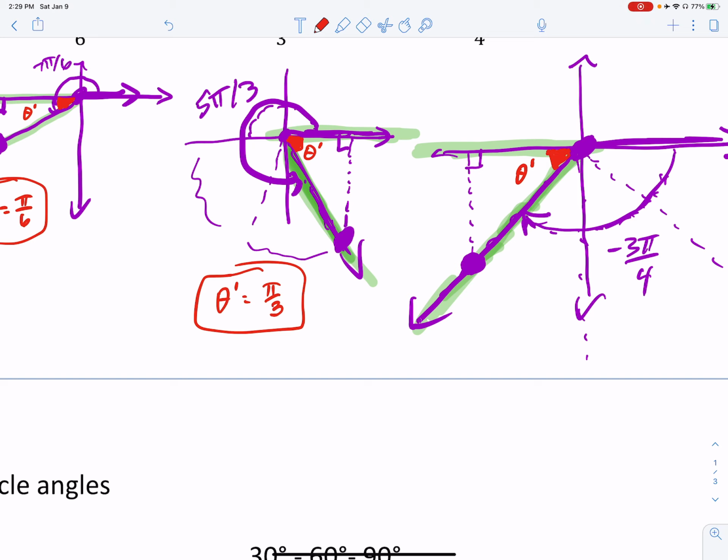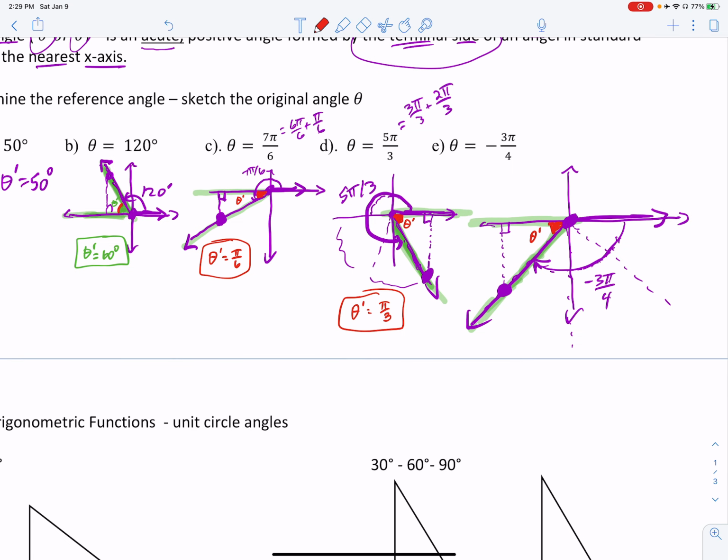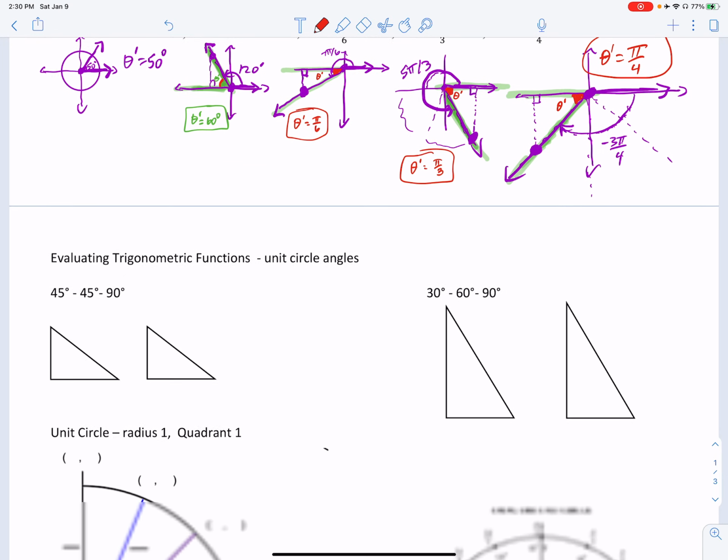And I need to rotate another pi fourths. And the thing is, to rotate it would be a negative rotation, but the reference angle is a positive acute angle. So theta prime is going to be positive pi fourths. It can't be negative. Reference angles are always positive acute angles. So we're going to be using those reference angles as we evaluate triangles.